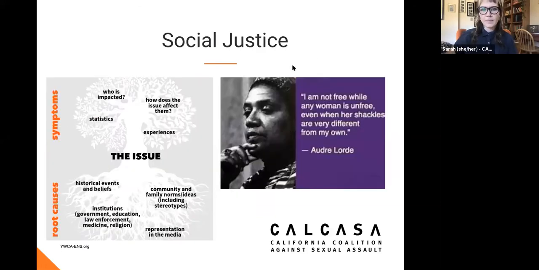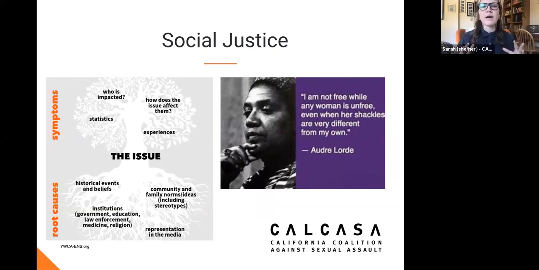We have the social justice framework. The social justice framework views sexual assault and domestic violence as acts of oppression and considers the roots of violence and oppression as well, including a manifestation of systemic power imbalances. So you can see in this image here, we have what we call the issue tree, and we'll be looking at one of these a little bit more in depth later.